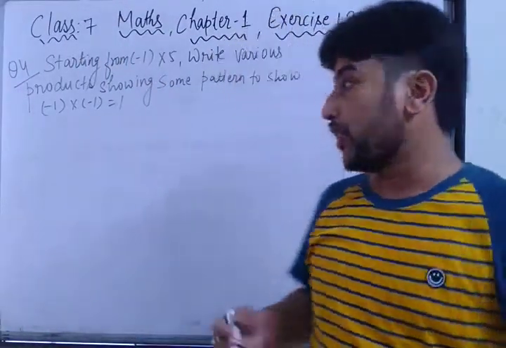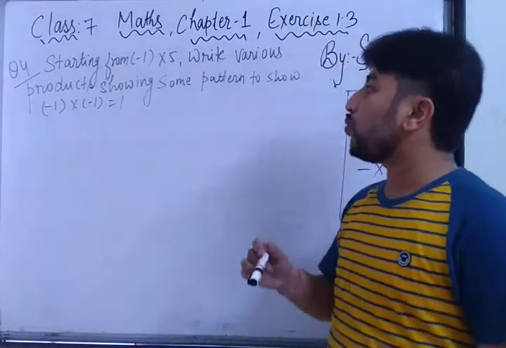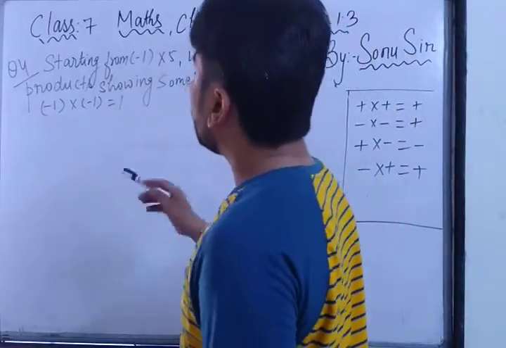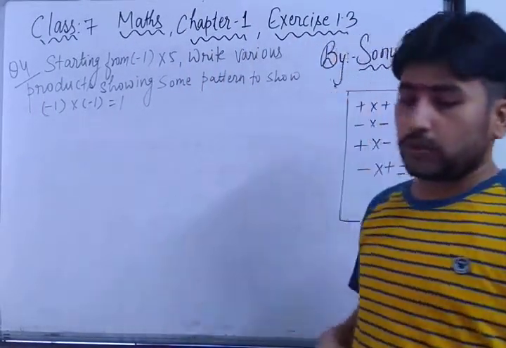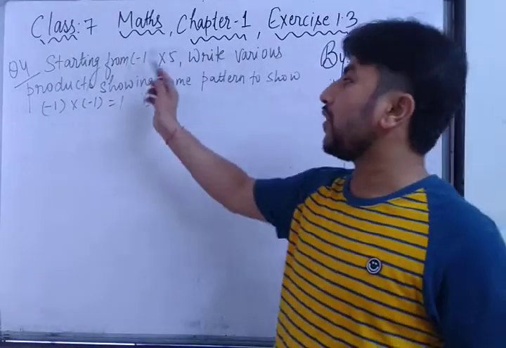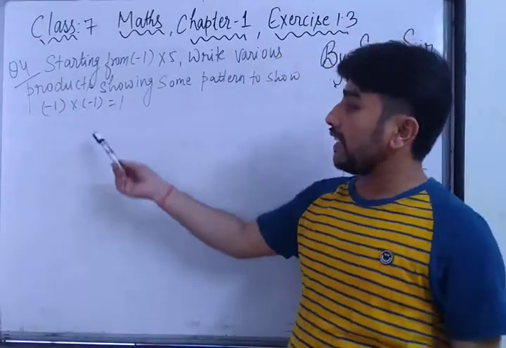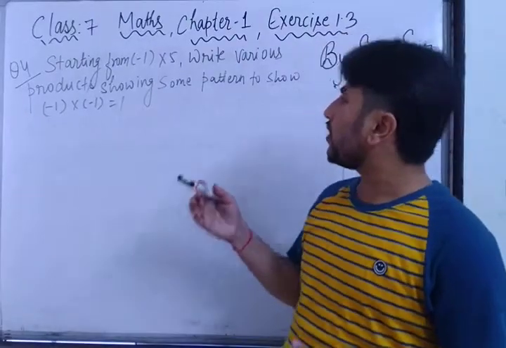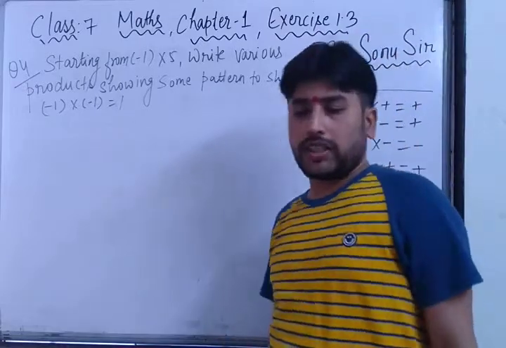Now let's start question 4. What does question 4 want to say? Starting from minus 1 into 5, write various products showing some pattern. To show you, minus 1 into minus 1 is equal to 1. The question is very easy: starting from minus 1 into 5, write the products till minus 1 into minus 1, showing the pattern.